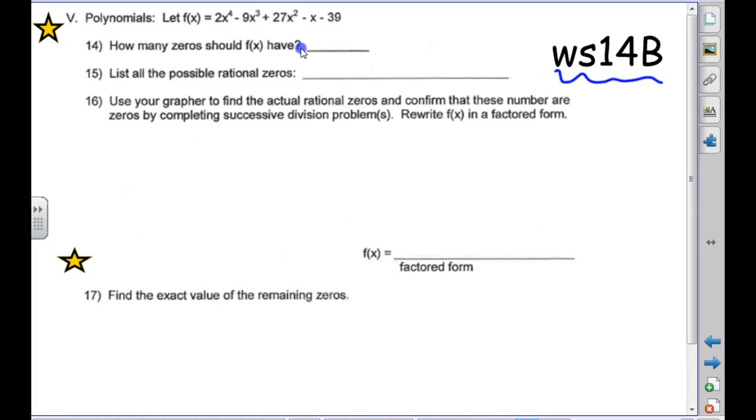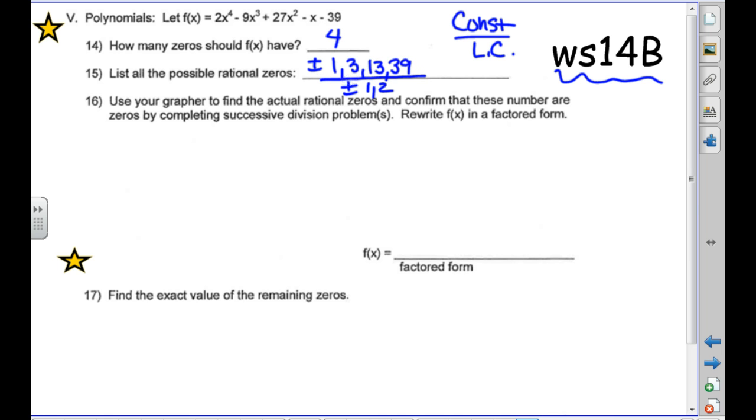How many zeros should this have? It should have 4, if you're gonna find all of them, rational, irrational, imaginary, whatever. List all the possible rational zeros. How do you do that? You take all the factors of the last number, the constant, over factors of the leading coefficient. So it's plus or minus 1, 3, 13, and 39 over plus or minus 1 and 2.